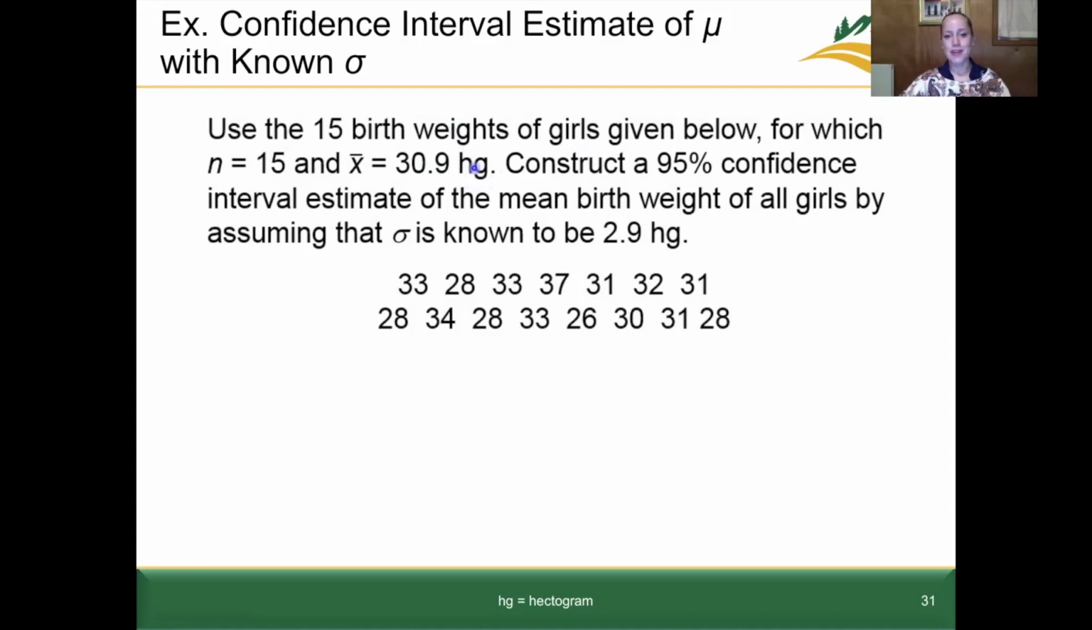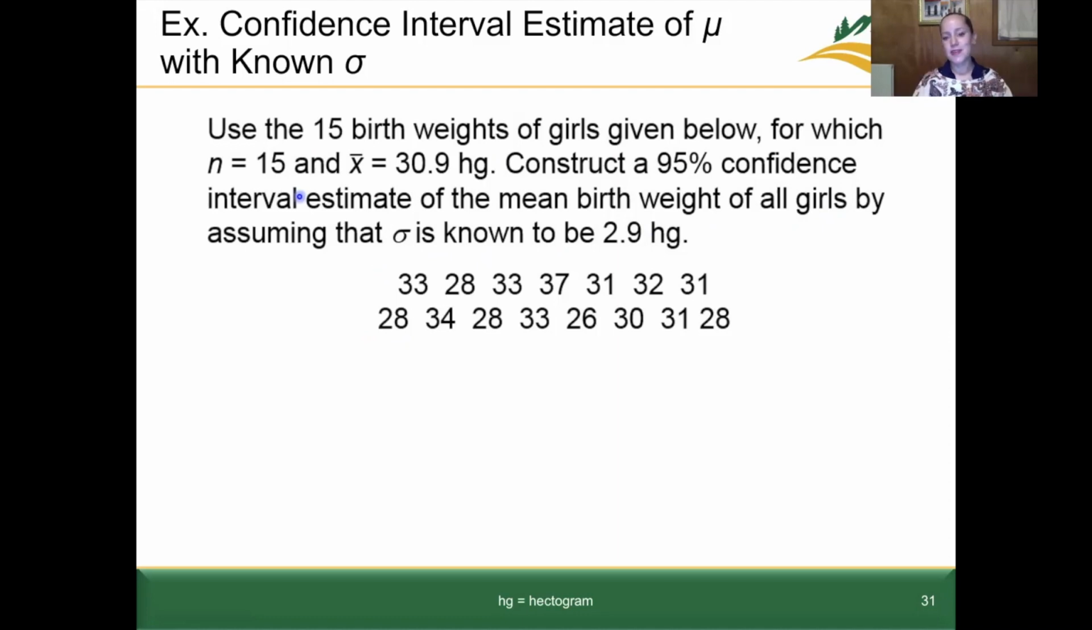It's not a capital H where we're looking at mercury, for example, where Hg is a symbol for mercury on the periodic table. So here we're going to construct a 95% confidence interval limit of the mean birth weight of all girls by assuming that sigma, so we know the sigma, is known to be 2.9 hectograms. Here's all of our different weights. Here's all of our different sample data. We have 15 data points total.